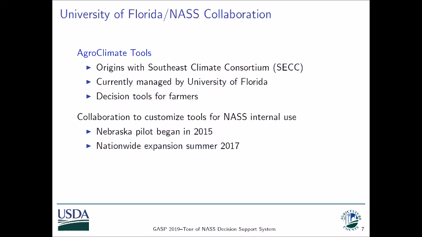It grew out of collaboration with University of Florida researchers in the agricultural engineering department. It started with the agroclimate tools, which were compiled by the Southeastern Climate Consortium, which is a group of 8 universities in the Southeast. Presently, it is managed by faculty and staff at the University of Florida. And the main idea with these tools was that they were decision support tools for farmers.